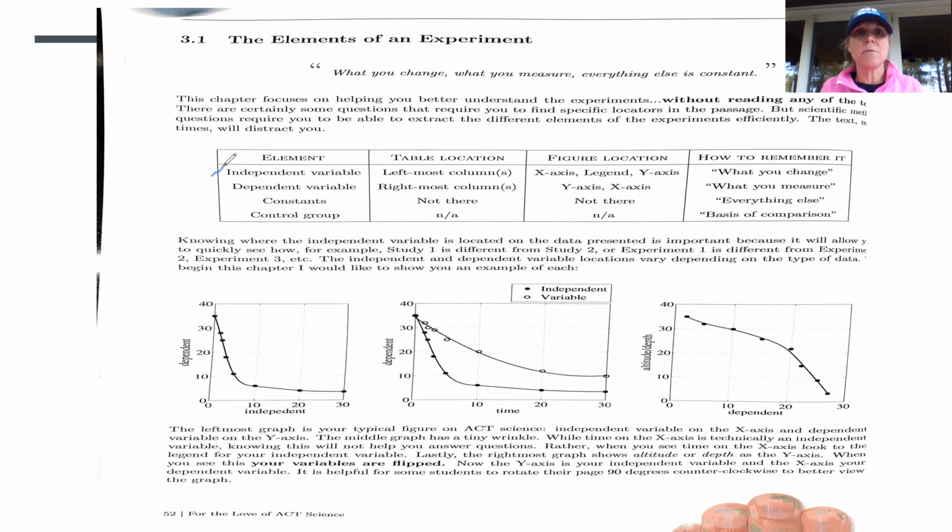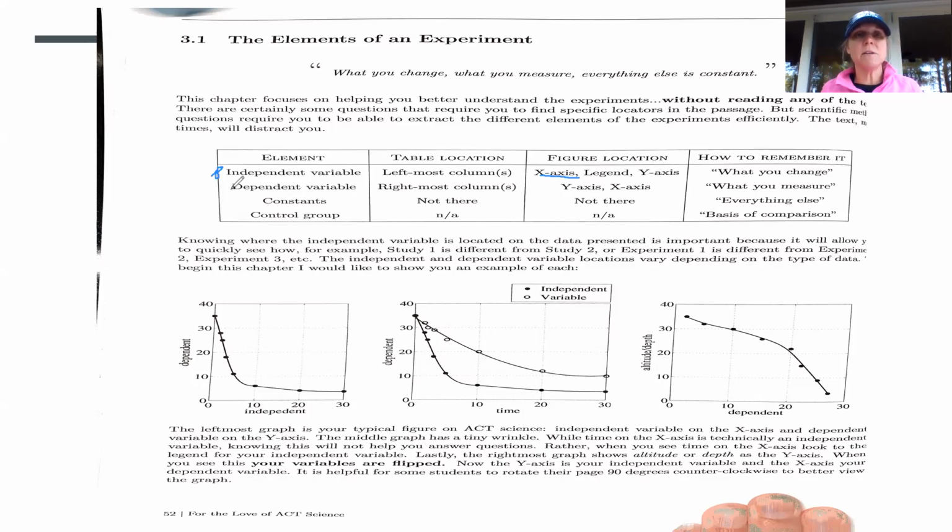Okay, so we've got independent variable here. The independent variable is the thing that you are changing that impacts the outcome of the experiment. It is usually on a table in the leftmost column. And on a figure, what I call a graph, but they call in the ACT a figure, it is usually either on the x-axis, the legend, or the y-axis. It is most often on the x-axis, but we're going to look at it in all three places. This gives you how to remember it: what you change is the independent variable.